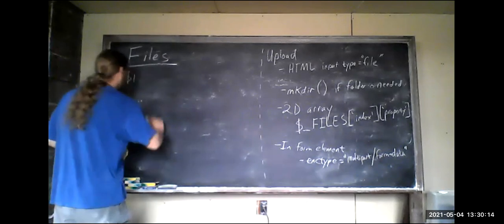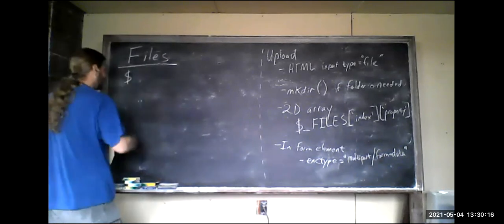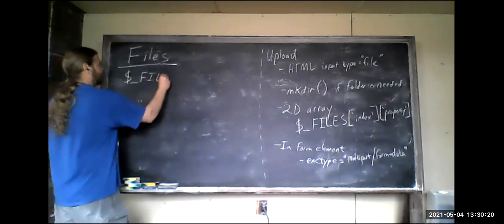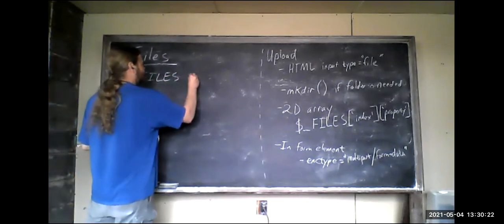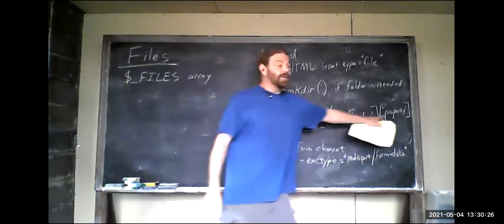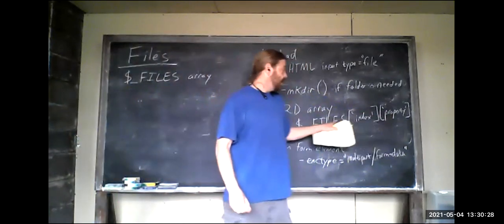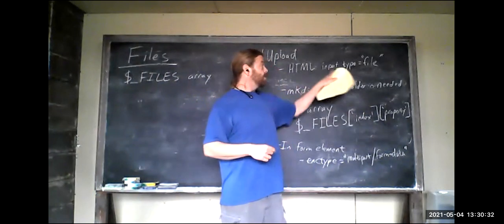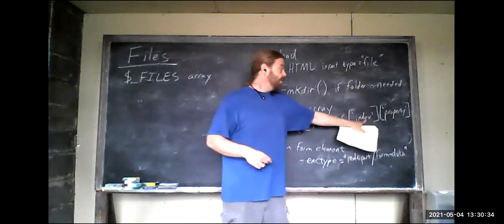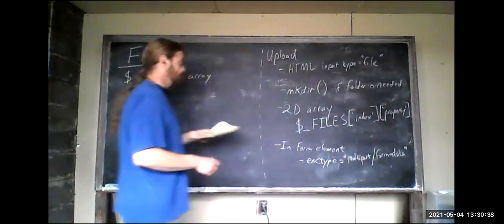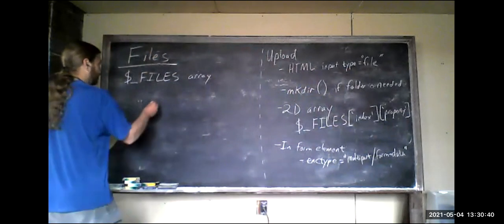Oops, I forgot my underscore. Then our files array, it's a table. It has all these properties, right? The index is the name on our input. That'll be the rows in our table. And then the fields in those rows, the columns in those rows, we have a couple to work with.